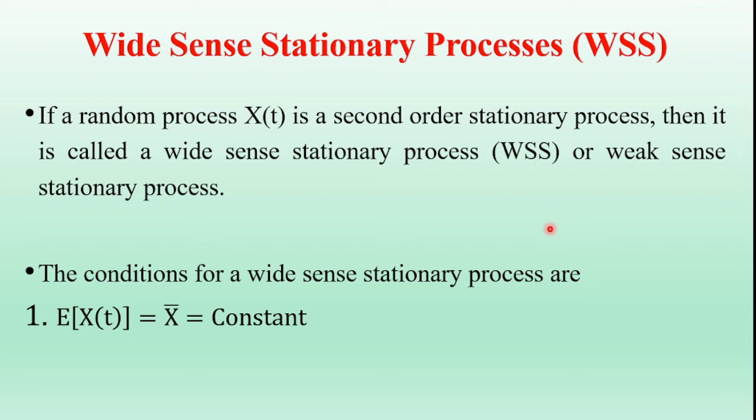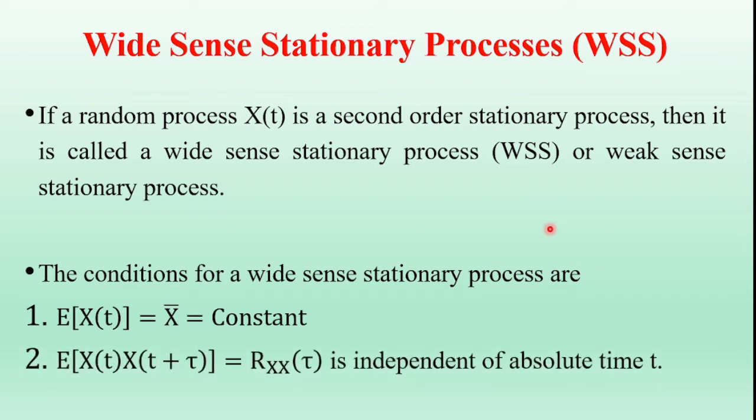And the second condition of the wide sense stationary random process is that the autocorrelation function depends only on tau and not on time t. That is, expectation of x of t into x of t plus tau is equal to Rxx of tau. So these two are the conditions for a wide sense stationary random process. A strict sense stationary random process implies a wide sense stationary random process, but not vice versa.